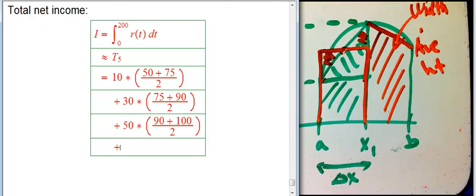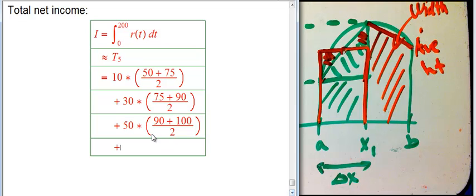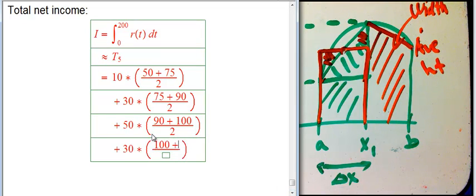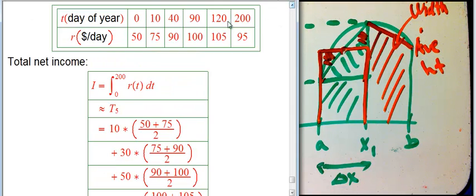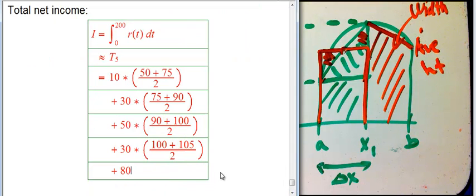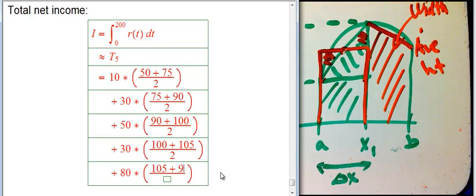Plus, let's see. Next interval is 30, and it's 100, 105. Plus 30 times the average, 100 plus 105 over 2. Plus, and then the last one, it's an 80 interval, and it's 105 and 95. Plus 80 times the average of 105 plus 95.